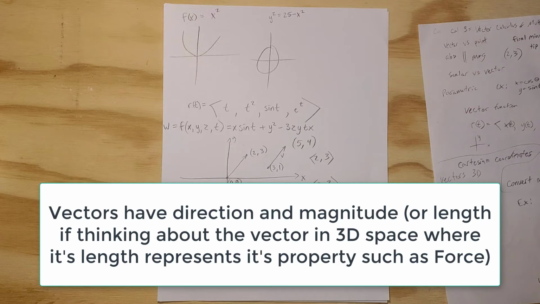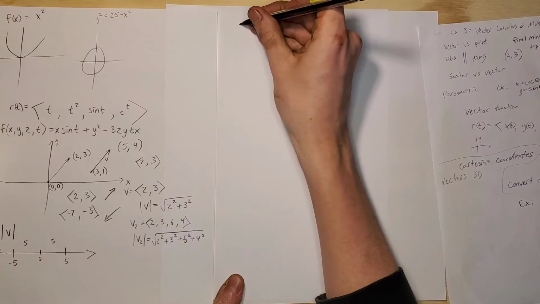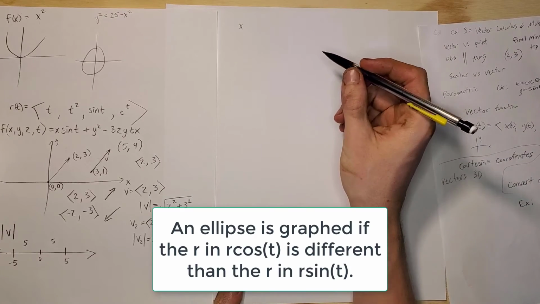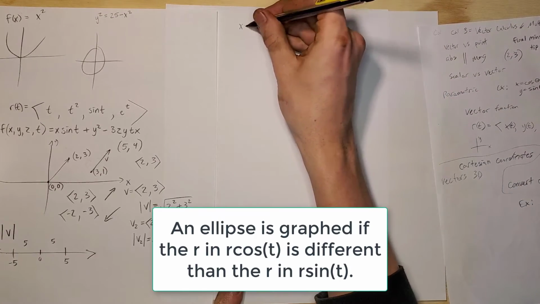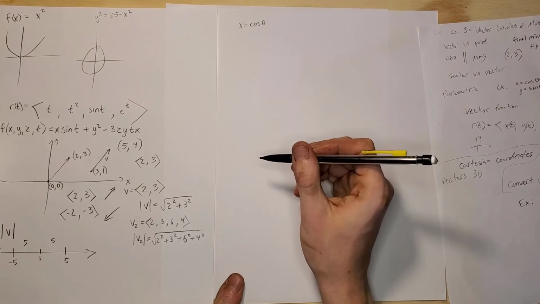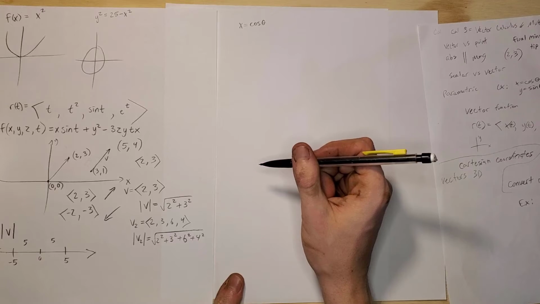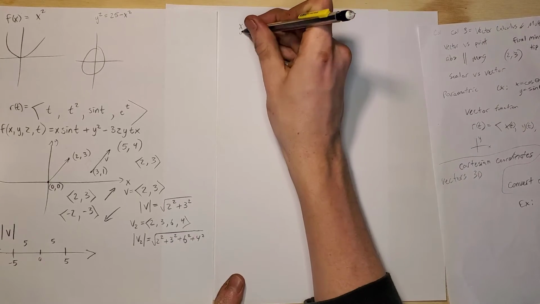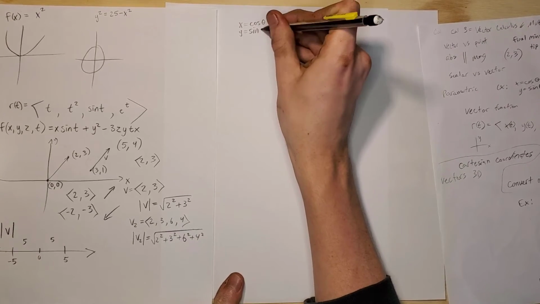For vector functions in 2D space, I recommend thinking back to parametric functions, specifically the unit circle, where x equals r cosine theta, where the radius is 1. So x equals cosine theta. And y equals r sine of theta, where the radius is 1. So y equals sine of theta.